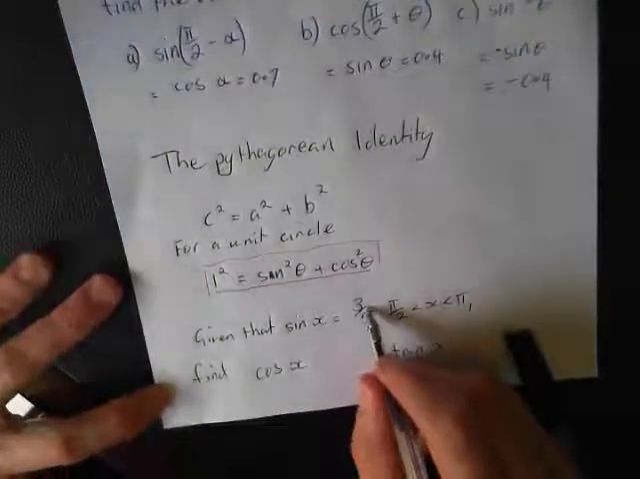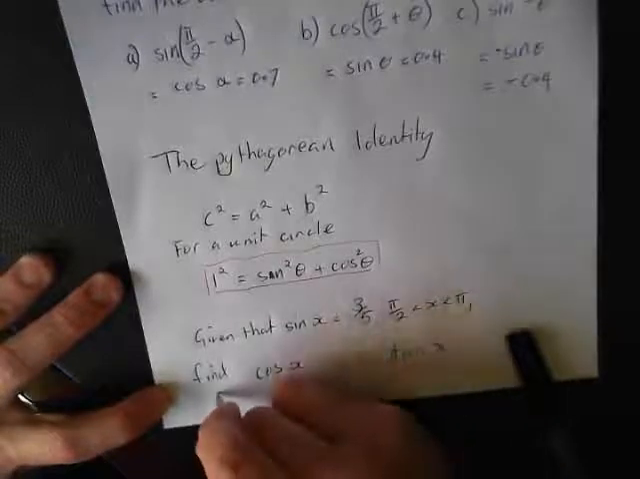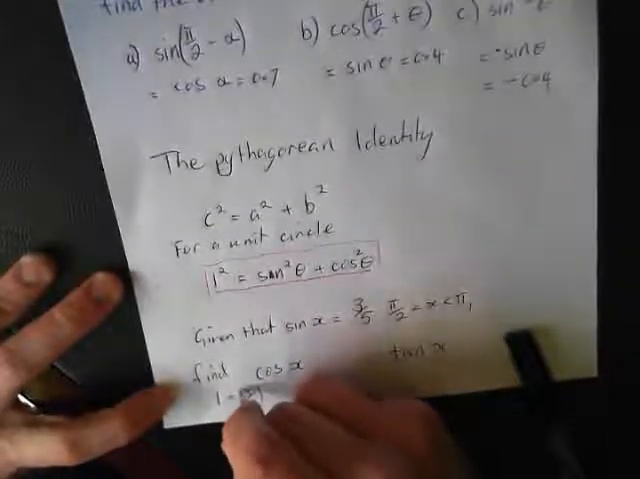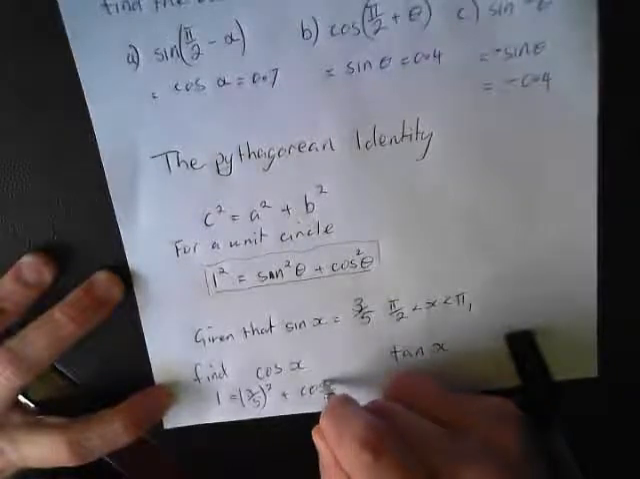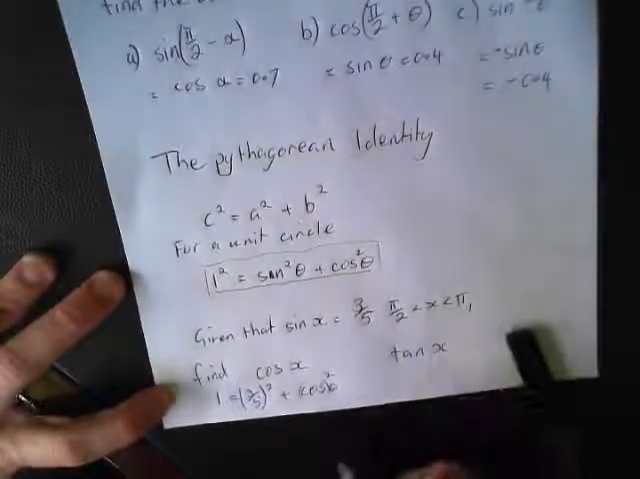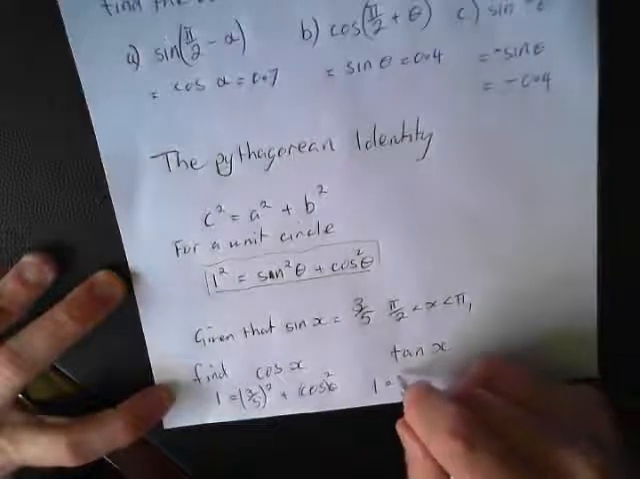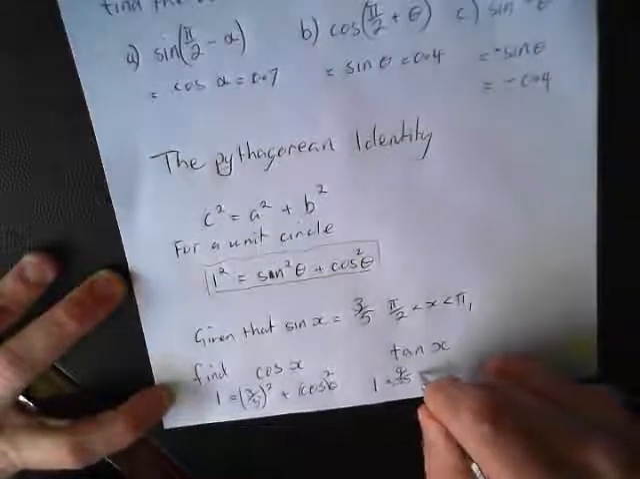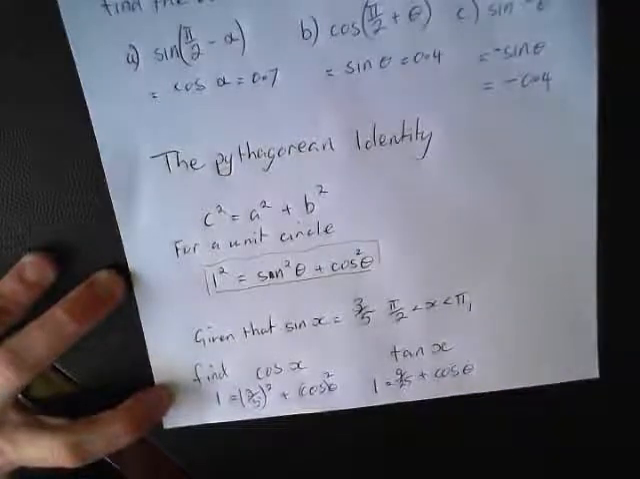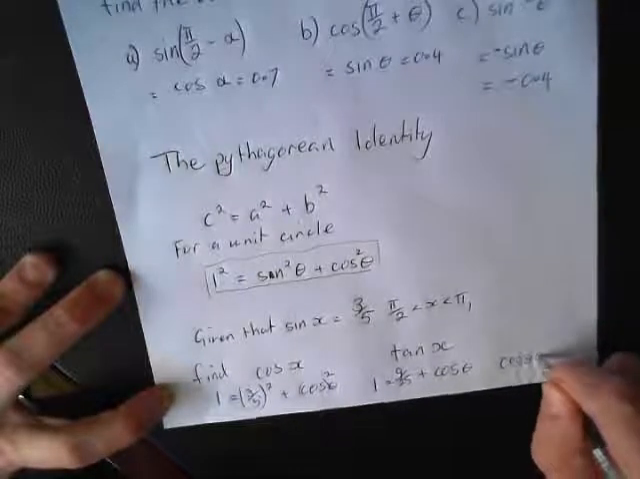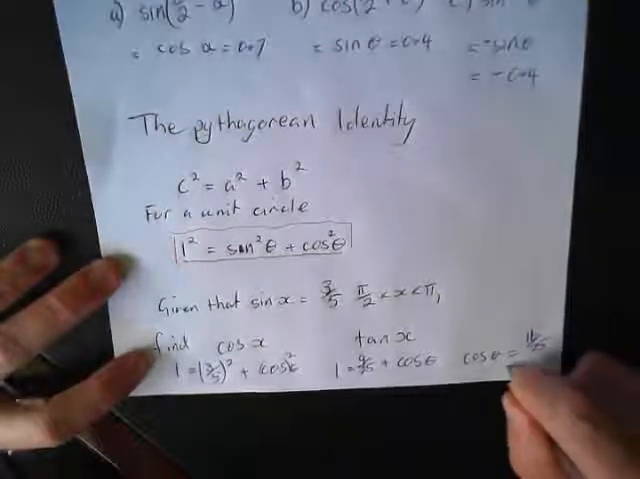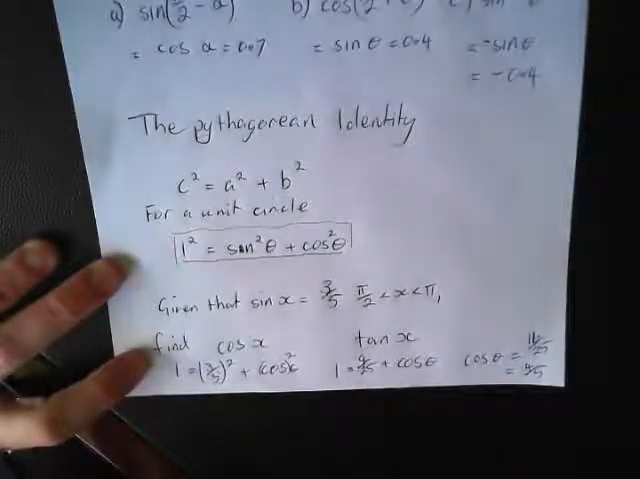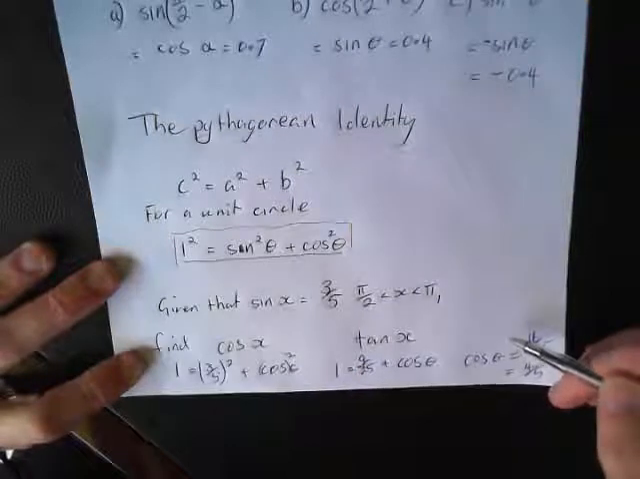So if we just plug straight in, sine x is 3/5. So 1 equals (3/5) squared plus cos squared theta. Okay, so 1 equals 9/25 plus cos squared theta. That means cos squared theta equals, what's that, 16/25, so cos theta equals 4/5. Or I've said theta, that's x. Alright, so I've found cos theta.